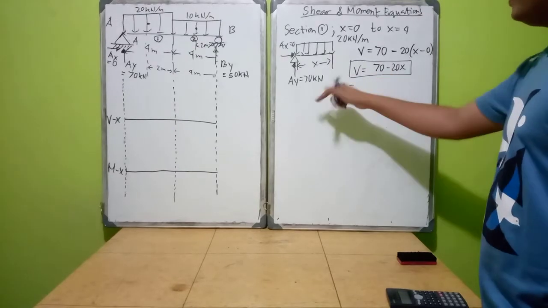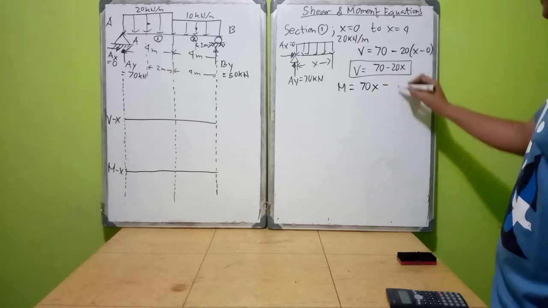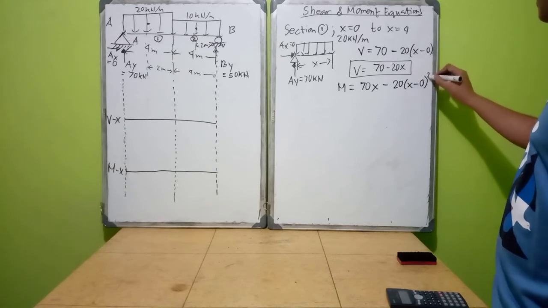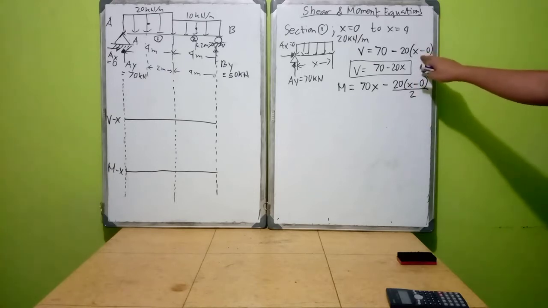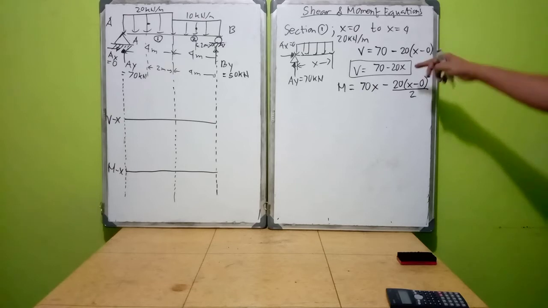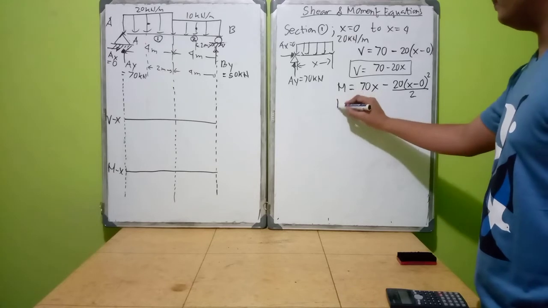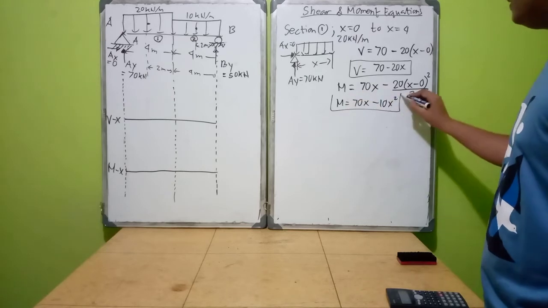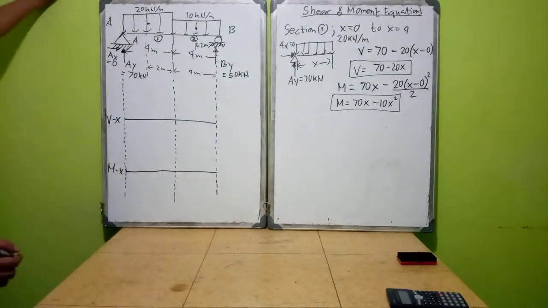Your moment here is equivalent to 70 times x minus 20, just the x minus 0 squared over 2. Okay? So, the integral of your shear is the moment. So, moment is 70x minus 10x squared. So, this is your formula for your moment in this section 1. Okay? So, we can already construct our shear and moment diagram.